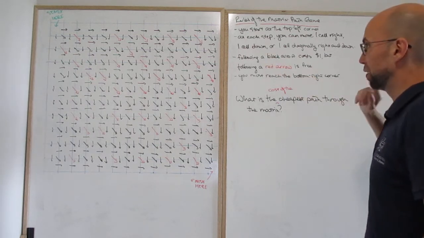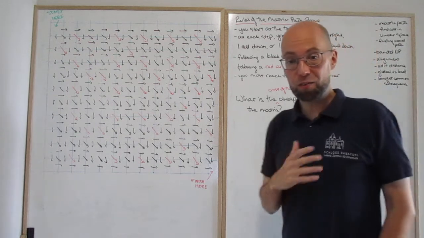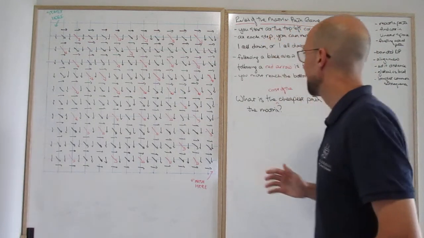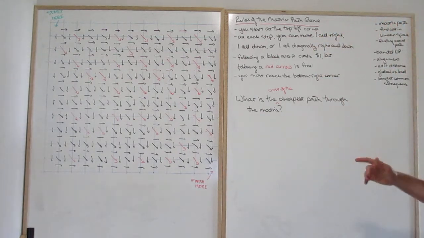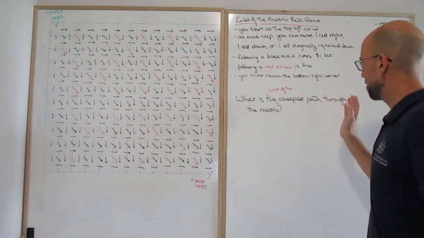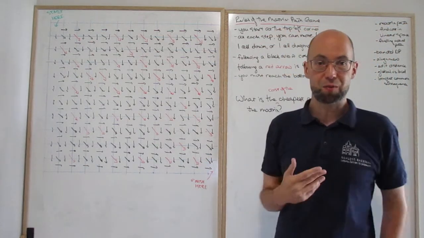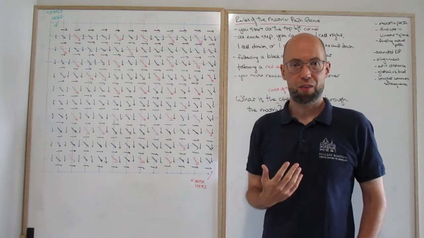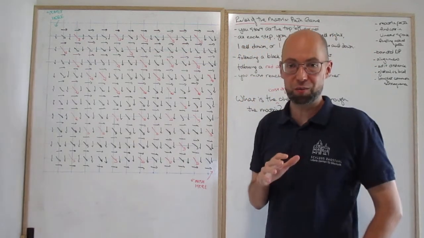Following a black arrow costs $1, but following a red arrow is free. You must reach the bottom right corner. What is the cheapest path through the matrix? Actually, to begin with I only care about the cost of the cheapest path. So, does everybody understand the rules of the game?